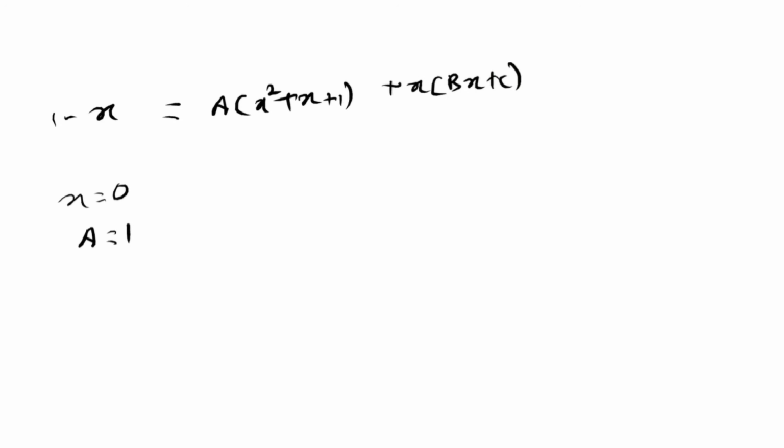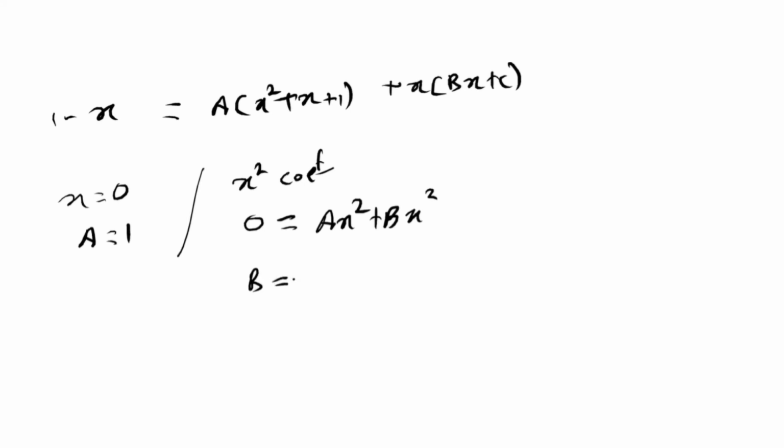And then now you equate coefficients. You equate x squared coefficients. So when you equate x squared coefficients, on the left hand side it's 0, and you have ax squared plus bx squared on the right hand side. But we already know a as 1. So which will leave b equals minus 1.